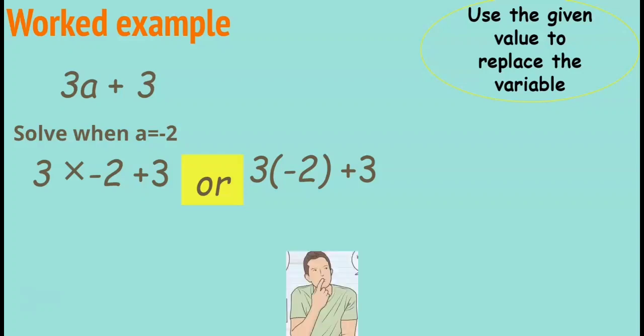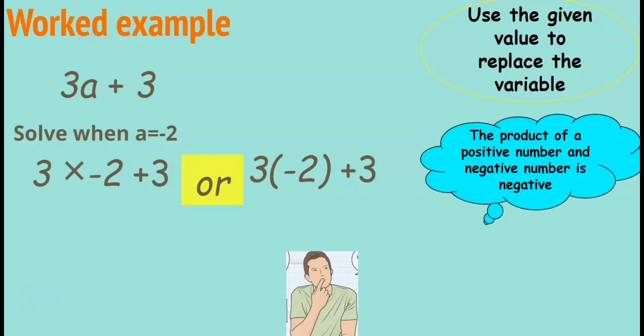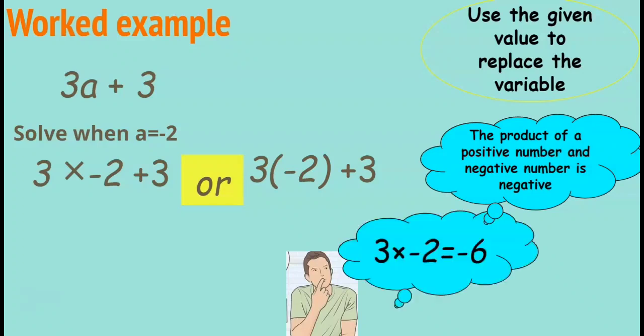We're going to need to solve this problem. But before we do, let's quickly recall the product of a positive and a negative number will always be negative. So if we multiply 3 times negative 2, our answer must be negative 6. So that is negative 6 plus 3. Negative 6 plus 3 will give us negative 3. Why? We subtract the smaller number from the larger number and keep the sign of the larger number. So our answer should be negative 3.